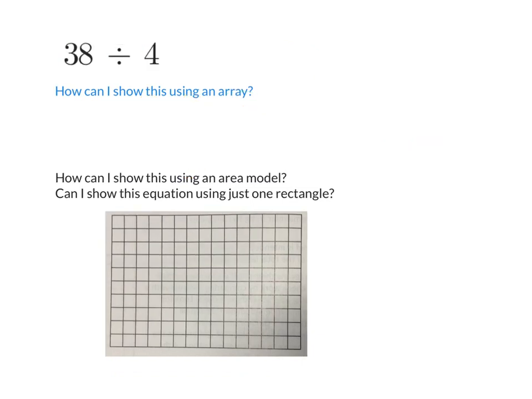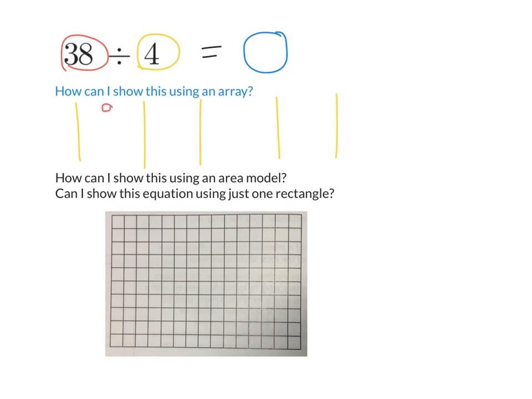Let's try one more example. Here's the whole. We have 38 objects. We're trying to arrange them into 4 groups. I'm going to end up with a quotient, right? The answer, the quotient, is how many are in one group. So because I know I want to divide it into 4 groups, I'm going to split it up like this. So you can see that I have 4 groups there.